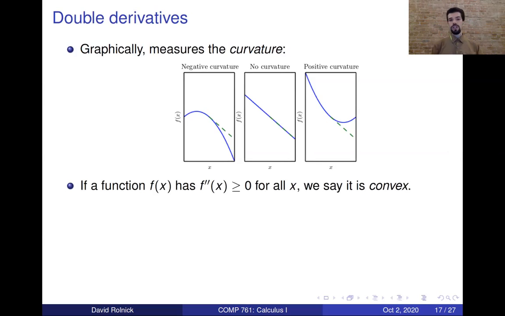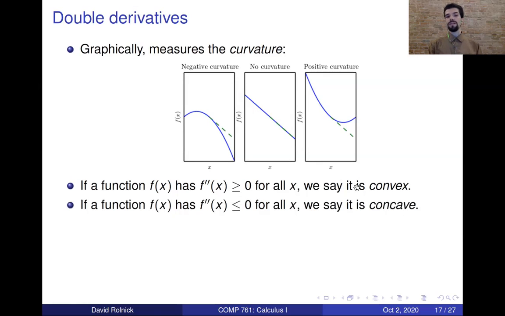So if a function has its double derivative being greater than or equal to 0 for all x, we say it is convex. So the positive curvature case. That means that the slope is increasing, the derivative is increasing. We say it is convex. If a function has the double derivative less than 0 for all x, we say it is concave. So this looks like it's convex, and this looks like it's concave.